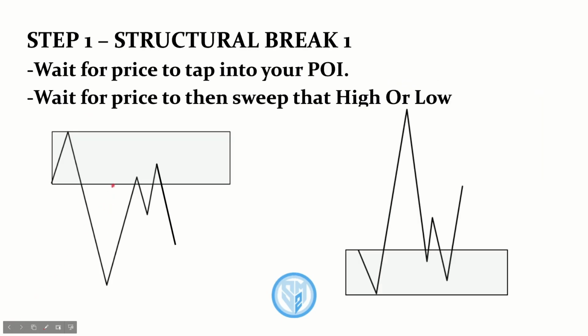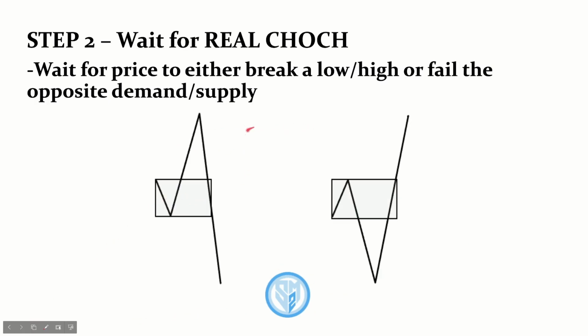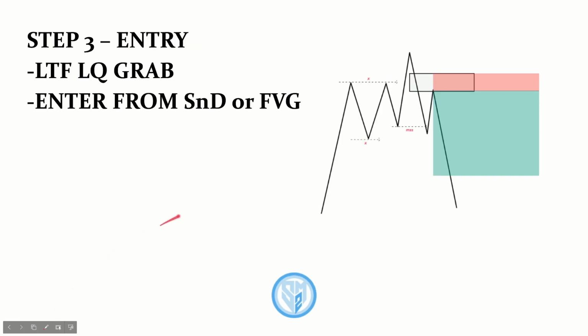We wait for price to print a high and print a low inside our zones. We then wait for price to sweep that high and sweep that low. And then afterwards, we wait for our real change of character. Then after that, we enter from supply and demand or fair value gap. And we have an optional step of searching for a liquidity sweep. Now, that is the system that we're using for real change of character.